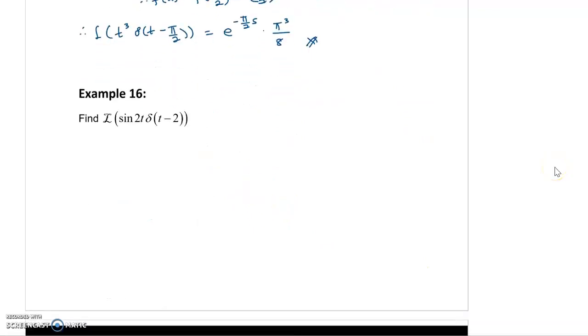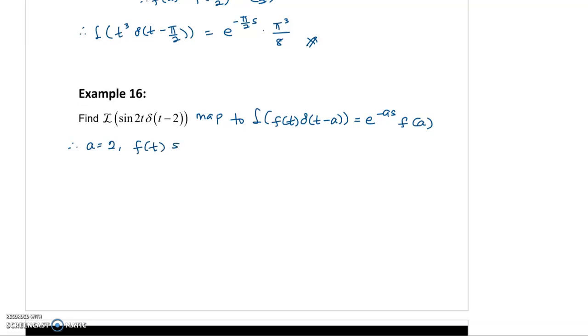Okay, for example 16, we have the Laplace transform of sine 2t delta t minus 2. Again, similar to example 15, this can be mapped to the Laplace of ft delta t minus a, which is exponent negative as fa. In this case, we can see that our a is 2 and ft is sine 2t. So what we want to have is fa. Our fa is f2, which is sine 2 times 2, which is sine 4.